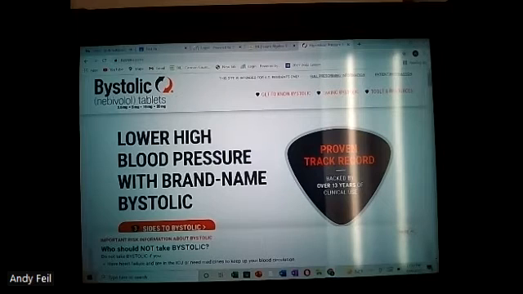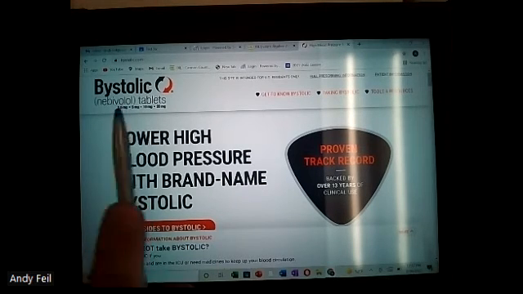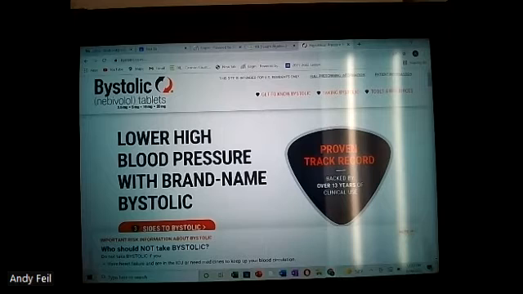Bystolic is what's called a beta blocker. A beta blocker basically slows your heart rate down. It lets your blood pressure kind of mellow out. It just mellows you out a little bit. But there were other beta blockers besides Bystolic. My job as the salesman was to try to get the doctor to prescribe my beta blocker instead of somebody else's beta blocker. There's lots of different medications that treat high blood pressure. Beta blockers are just one of them. There are all kinds of other things.